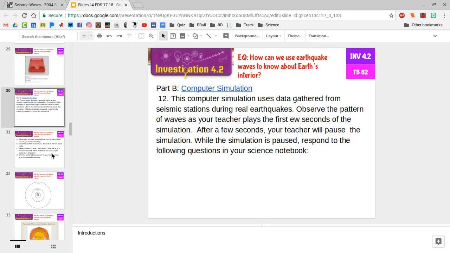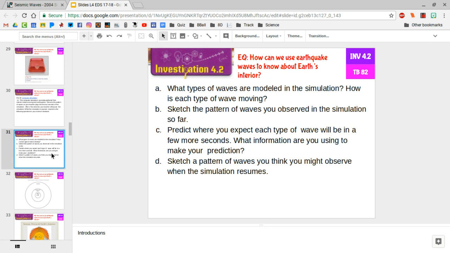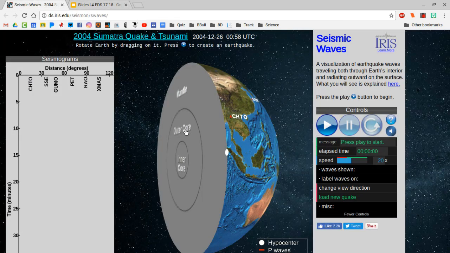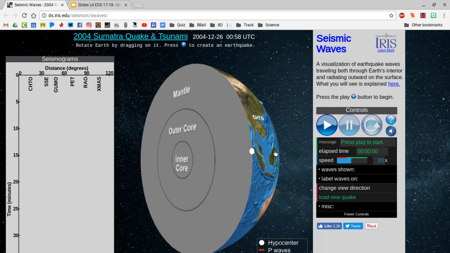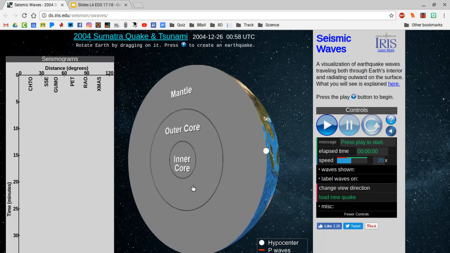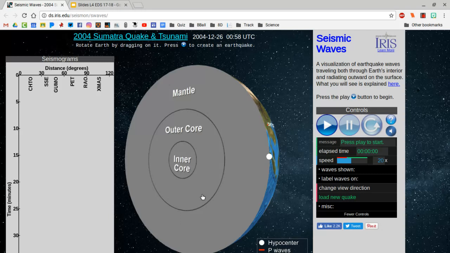So you can find your questions in the textbook, and you can also find the questions here in front of you. So we're going to be doing 12A, B, C, and D after I play a few seconds of this video. So here's your simulation. I can rotate the Earth. I'm going to rotate it so you can see the inside and just a little bit of the outside. And what this simulation does is when I hit play, it's going to create an earthquake. And then you're going to observe the waves as they travel through the interior of the Earth.